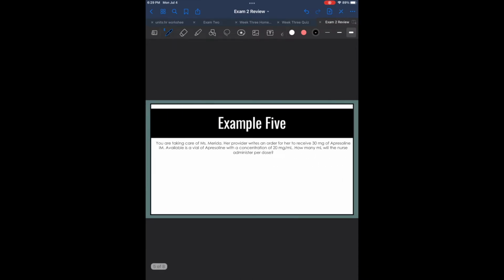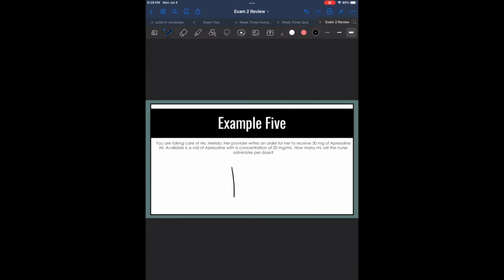All right, so now we're taking care of Miss Merida, and her doctor wants her to get 30 milligrams of apresoline IM. We have a vial of apresoline that has a concentration of 20 milligrams per milliliter, and we want to know how many milliliters we're going to give her per dose.